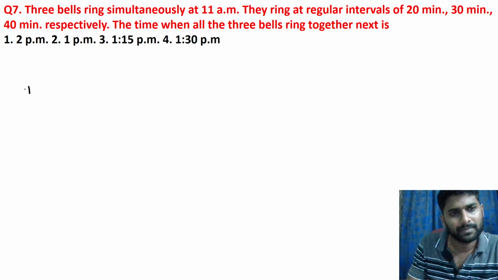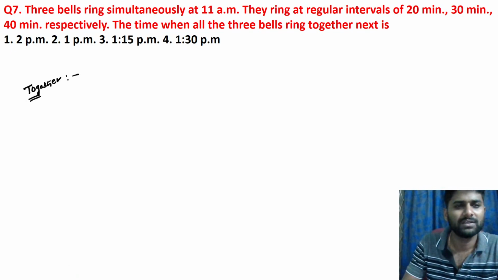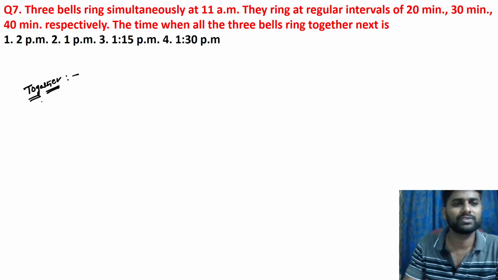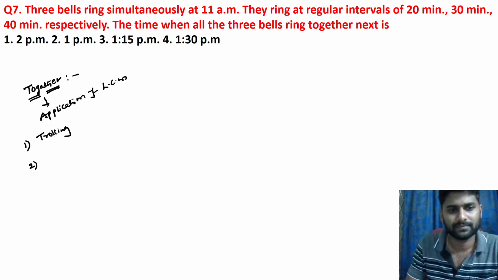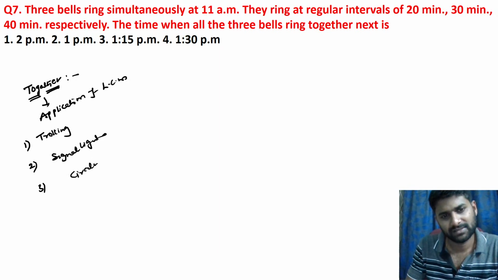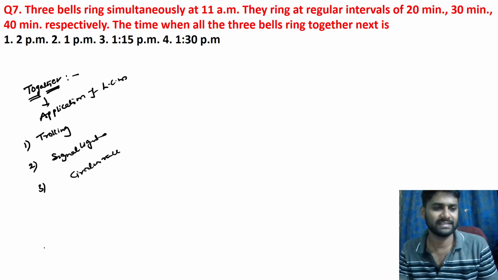Now remember, there is one concept. It's the concept of together, where you can see the common value. The together concept means it is an application of LCM. We have a few theorems directly. The first one is tolling bells, where you can see the together, then signal lights, and circular races. Why? Because in each and every concept we can see them together at a time. Together is a concept of LCM.